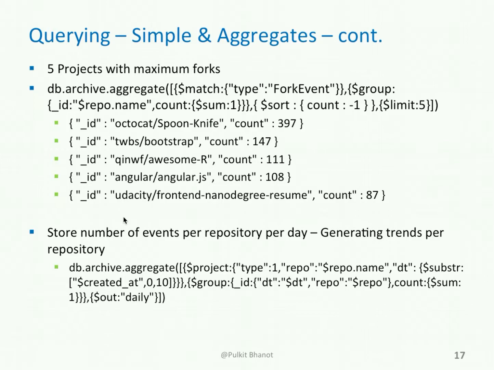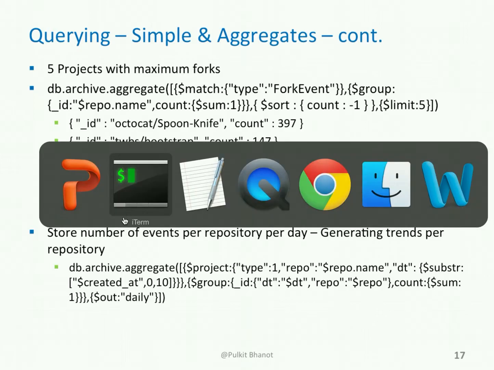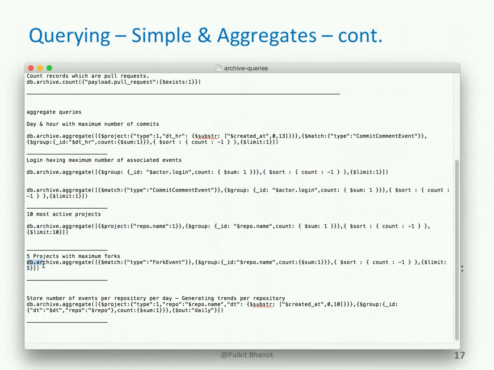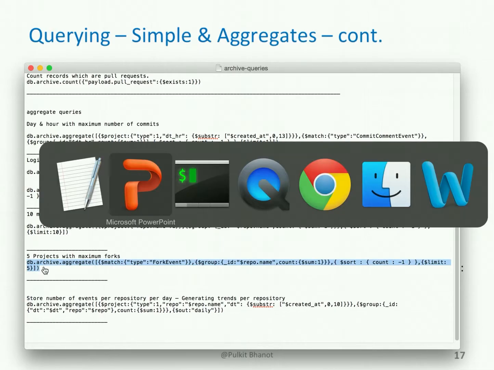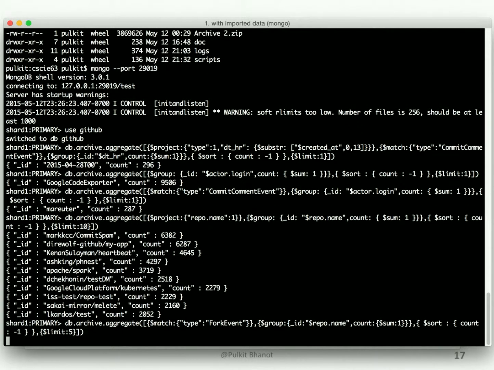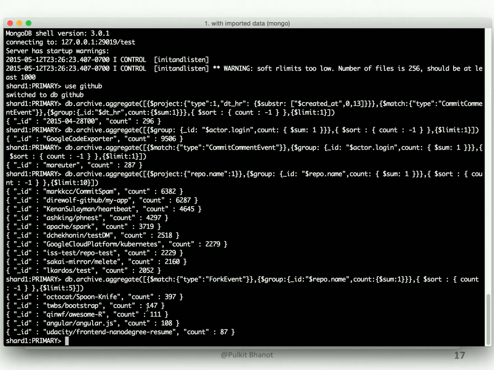So then there was one where we wanted to find out the 5 projects with the maximum number of fork events. So let us try to execute the query for that. In this case, what we are doing over here is we have added a match stage, and we are saying match only records having type as fork event, and then we group on the repository name, and we are just sorting it in descending fashion and getting only the topmost 5 records.